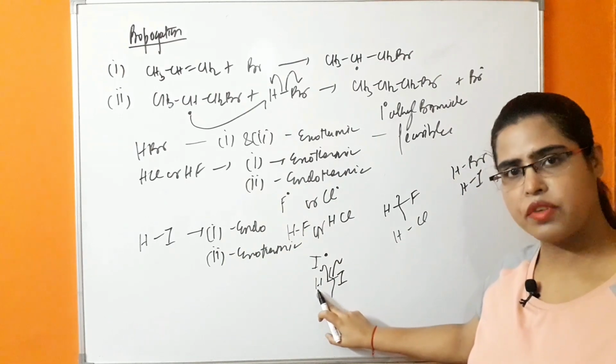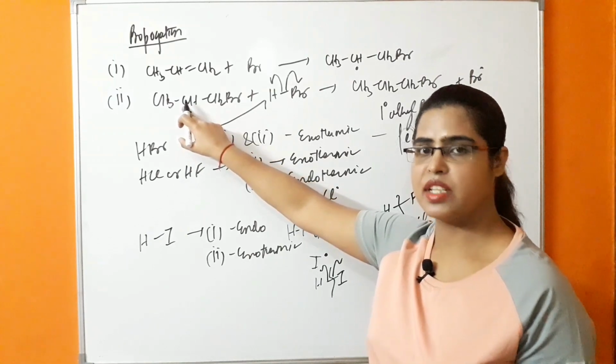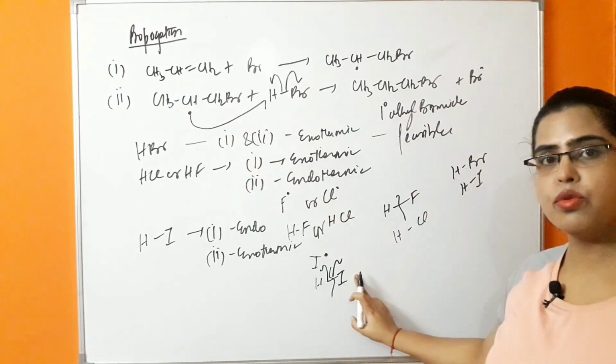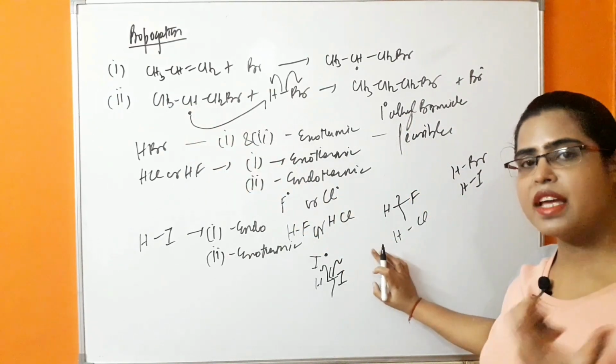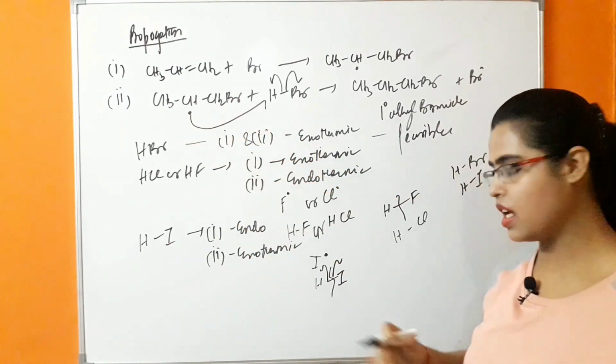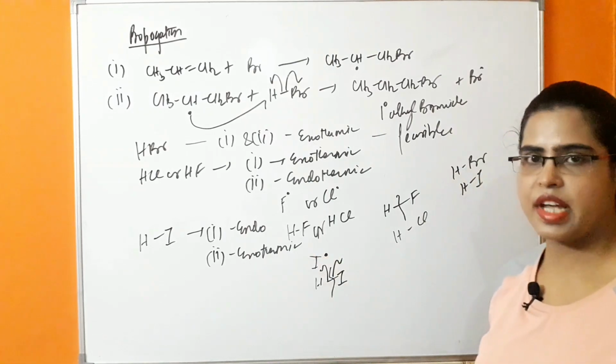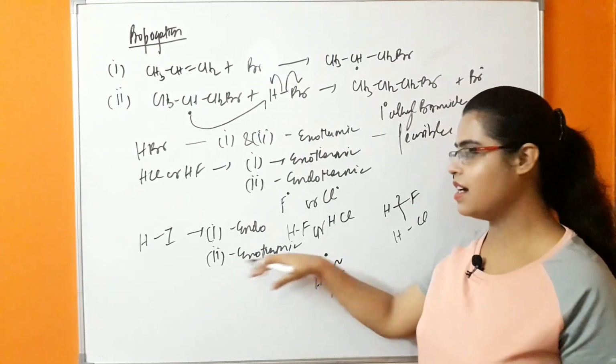this hydrogen free radical, because the electronegativity of this carbon is much higher in comparison to iodine. So the holding capacity of this carbon free radical for hydrogen is more in comparison to iodine, due to which the second step of this reaction is feasible and exothermic.